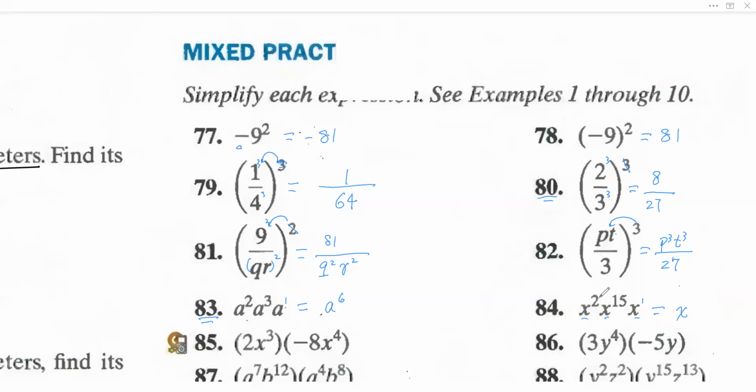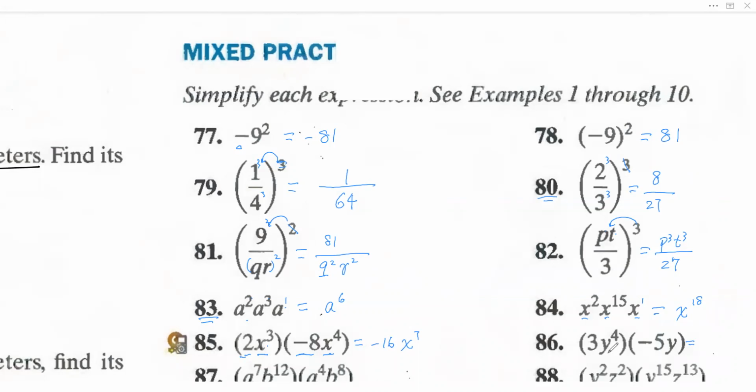Sum of length, right? So 2 plus 15 plus 1 got 18. All right, so see this part, product. Actually, this one, you can see here is 2 times x cubic, -8 times x power 4. So we take the coefficient part, product together, so it became -16, right? X part, x cubic, x power 4, so x power 7. 3 plus 4, you got 7 here. Right?